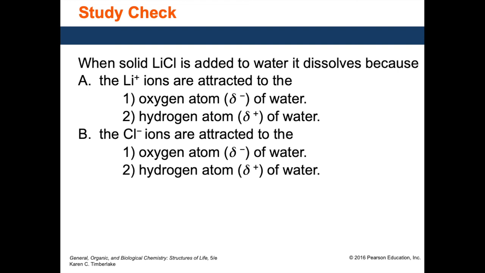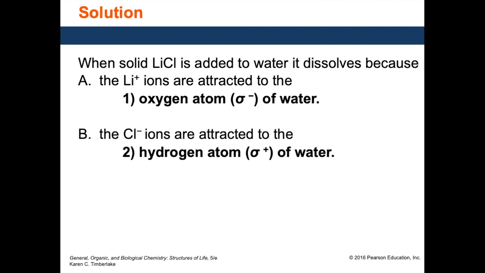Okay, if you look at lithium chloride, that's an ionic compound, and it will dissolve in water. How does it dissolve in water? What part of water do the lithium ions get attracted to? What part of water do the chloride ions get attracted to? This one should be pretty straightforward. Your lithium ions are positively charged, so they'll get attracted to the partially negative oxygens. Likewise, your negative chloride ions get attracted to the partially positive hydrogens.